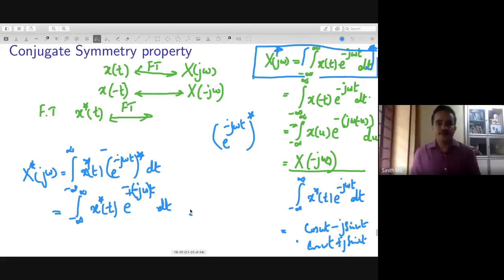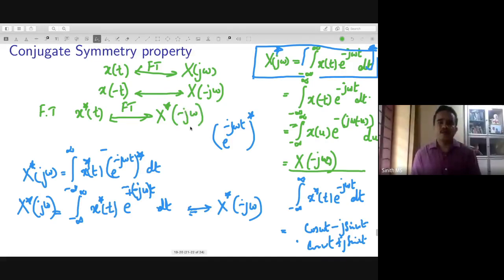Okay. So what is the right hand side? It is the Fourier transform of x star t. So x star t has a Fourier transform X star of j omega. Here you have a minus sign. If you take minus j omega to this side, or replace omega with some other variable, the Fourier transform becomes X star of minus j omega. So x star t has a Fourier transform X star of minus j omega. This property is called the conjugate symmetry property.